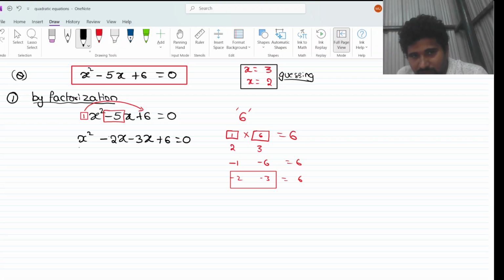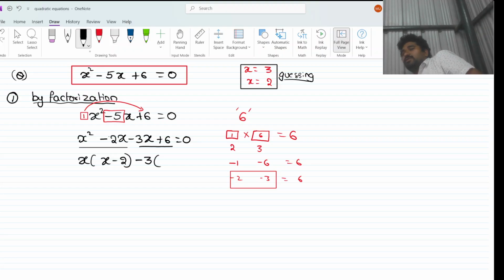Now what do you have to do? You have to take common factors. In these two terms, x is common. What will be left out? X minus 2 is left out. In the other two terms, I am taking minus 3 common. What will be left out? Observe carefully, 6 is a positive number, but I myself took the minus out of that.